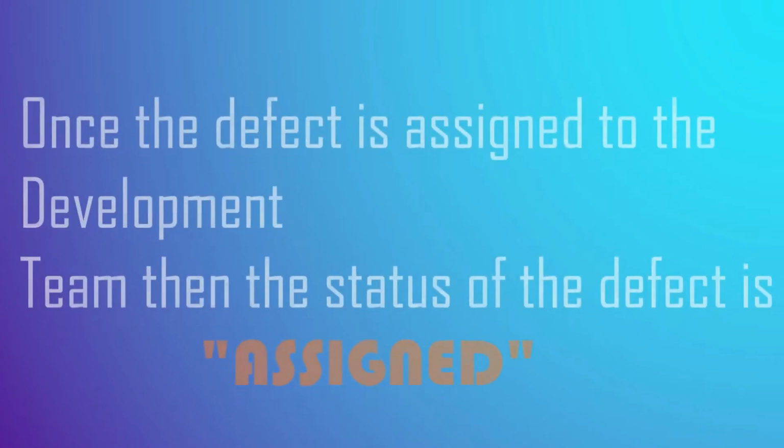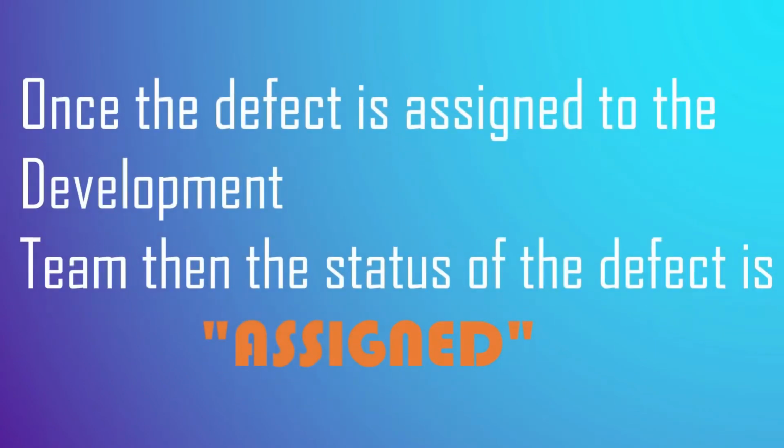Assigned. Defects in the new condition will be reviewed, and if valid, assigned to the development team by the test lead, project leader or project manager. The bug status changes to assigned. If the development team then accepts the bug, the status will change to open.